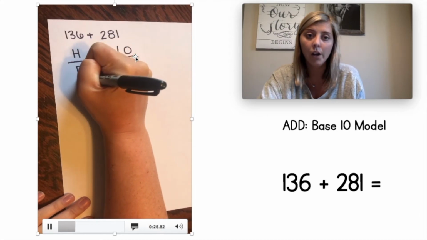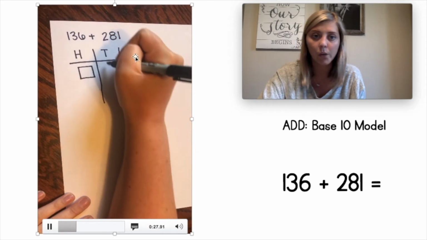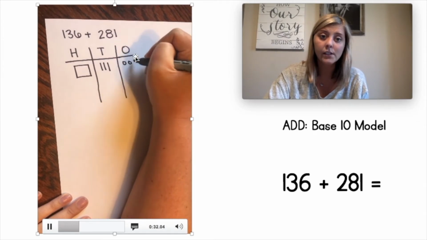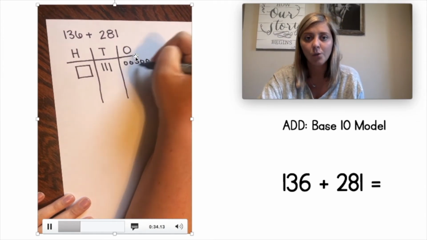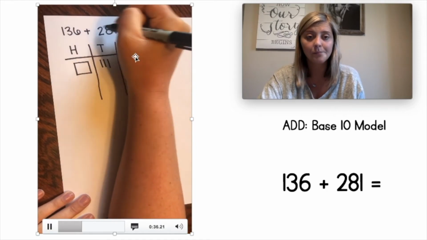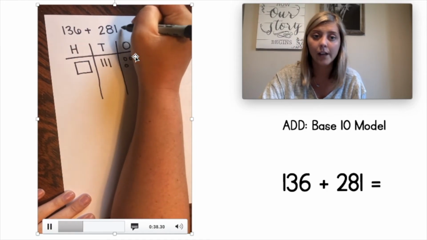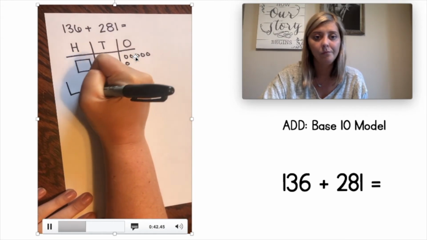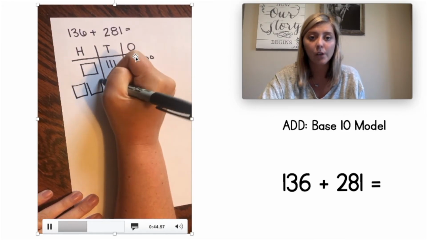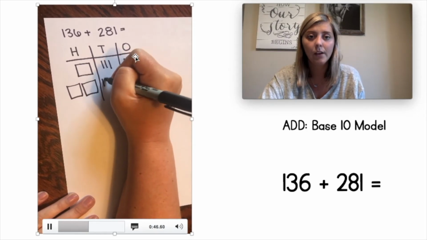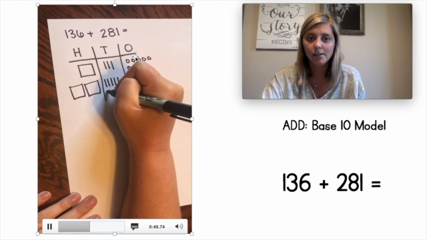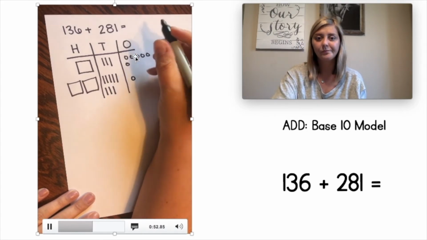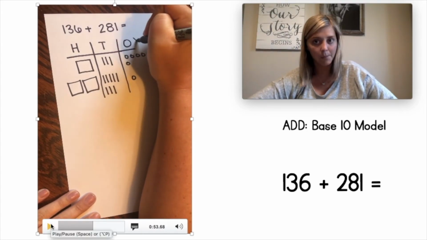136 has 100, which I'm going to show with a square. It has 3 tens, which I show with 3 ten sticks, and 6 ones, which I show with 6 ones cubes. I'll draw my other add-in now since I'm doing addition. 281 has 2 hundreds, 8 tens, and 1 one. It's a base 10 model.